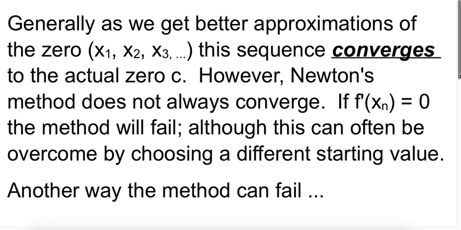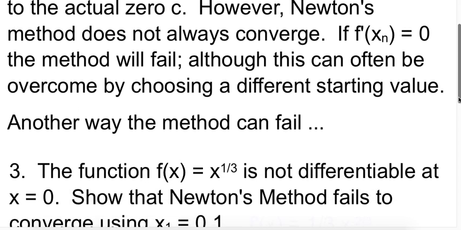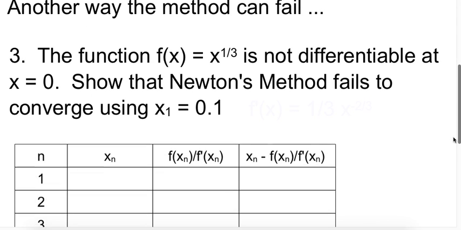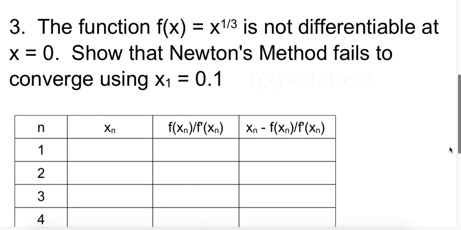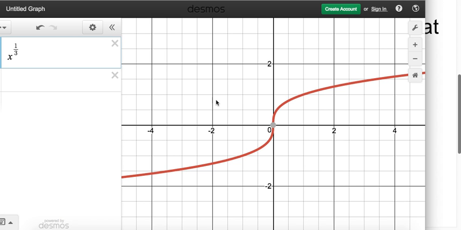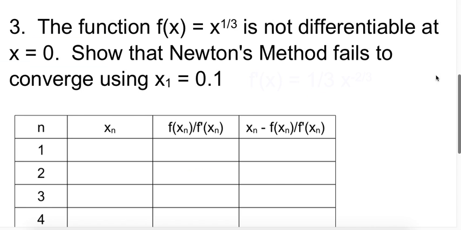Another way that Newton's method can fail is if the function is not differentiable at a particular point. So we have a function here, f of x equals x to the 1/3 power, and I've got that on Desmos here. So you can see right here at 0, where its 0 is, it's not differentiable. It has a vertical tangent at that point, so you can't differentiate there. So we already know ahead of time this is going to be a problem.